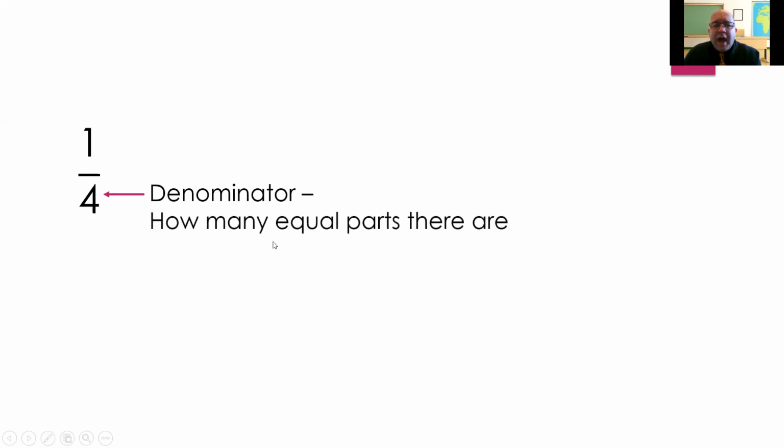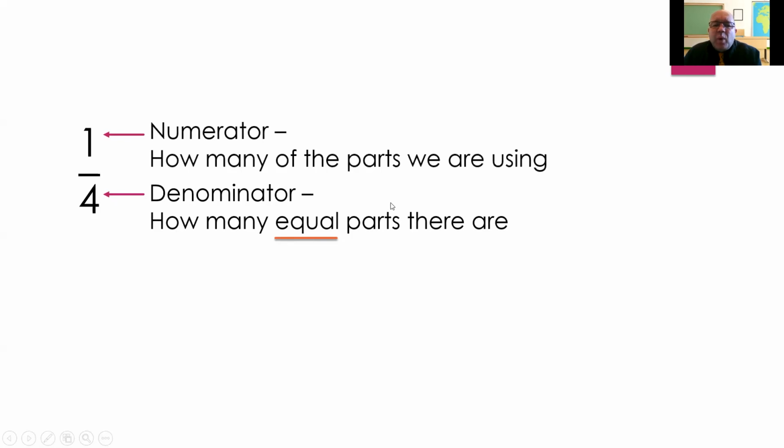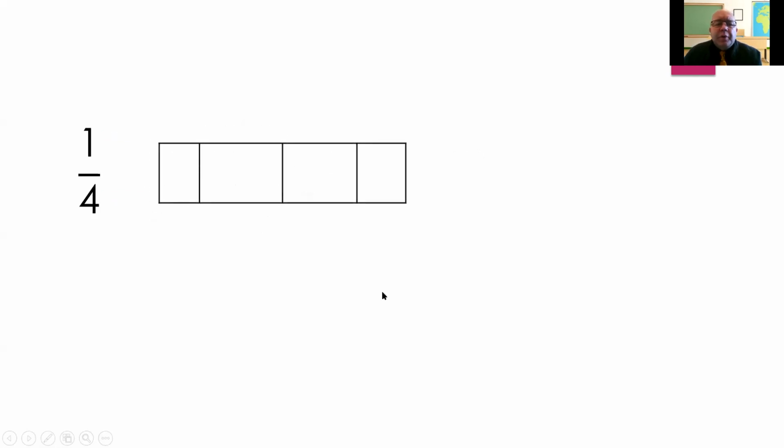And it tells us how many equal parts there are. I cannot emphasize that enough. How many equal parts? And then the numerator on top, that tells us how many parts we're using, how many parts we're interested in, how many parts have been shaded, and so on. Okay. So let's have a look.